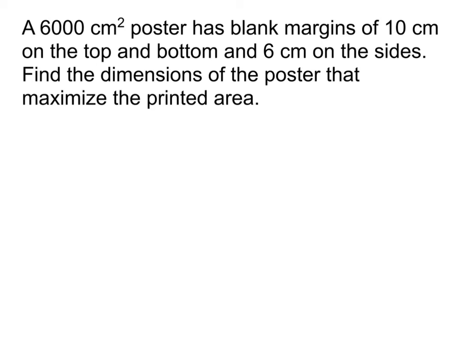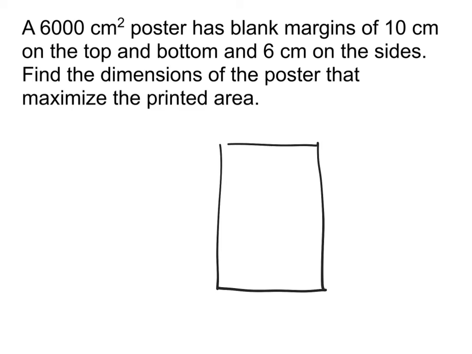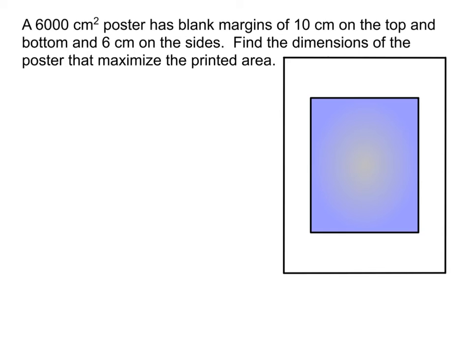So for this one, we know that we're going to have a poster, so I might start by drawing a poster. And we want to find the dimensions that maximize the printed area, where the printed area is like this inner portion, a rectangle within a rectangle, and there's some margins around the outside. And those are the parts that we know. So I make a drawing of it, and in this, I know that we have blank margins of 10 centimeters on the top and bottom. So I know that this is going to be 10, and that this is also going to be 10 here. We have a margin of 6 centimeters on the sides. So that's going to be 6, and that's going to be 6 there as well.